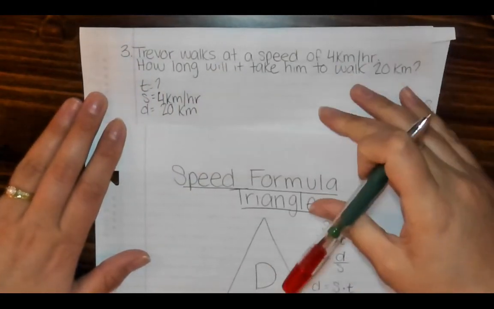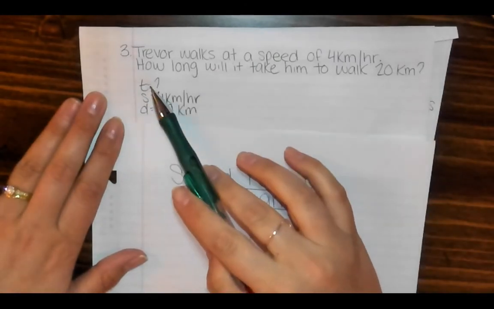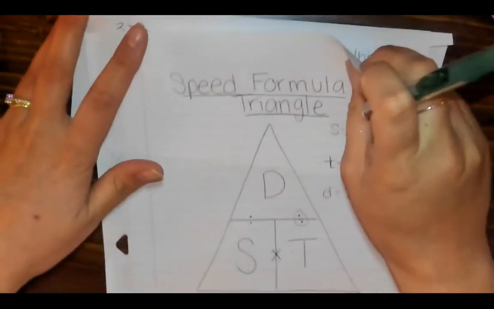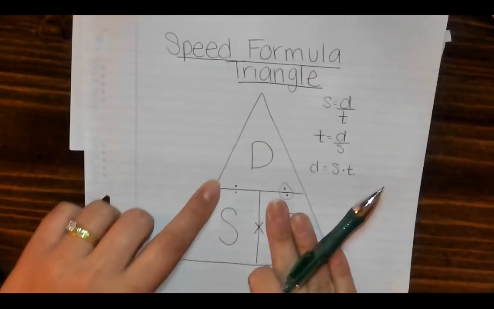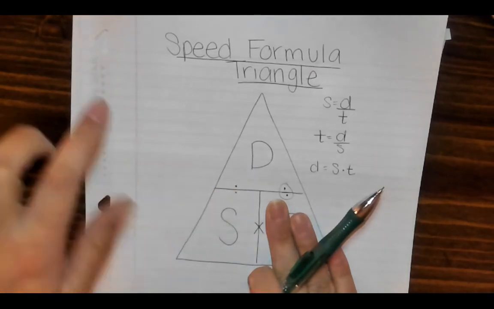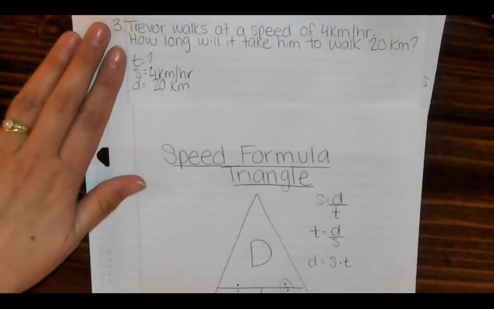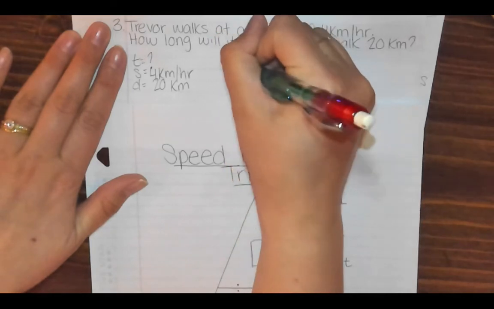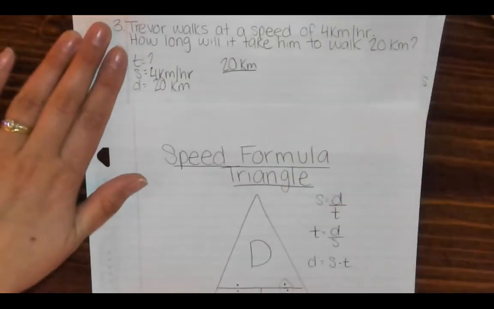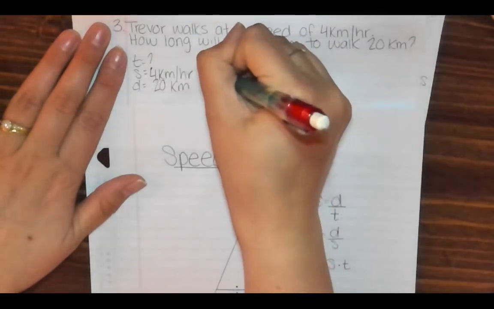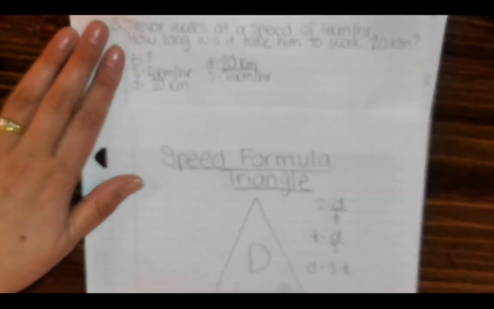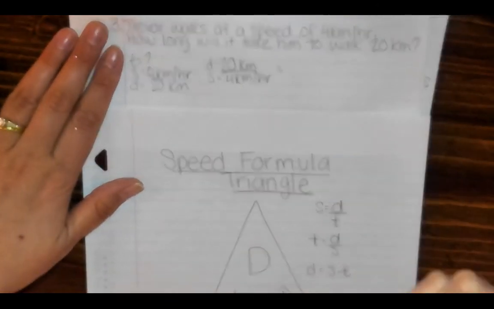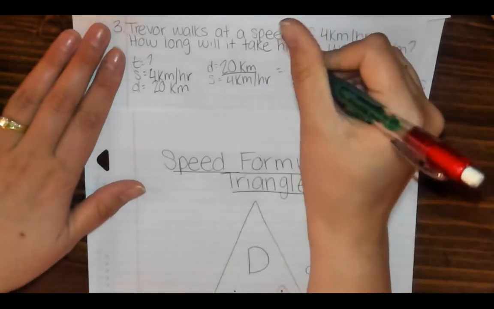Now let's go to our DST triangle. We're looking for T. So when we go to our DST triangle, we're going to cover up T, and what we're left with is D over S. So we're going to put our distance on top and our speed on the bottom. Our distance is 20 kilometers. And then we are going to put our speed on the bottom, and our speed is 4 kilometers per hour. So what is our time? 20 divided by 4 is 5.